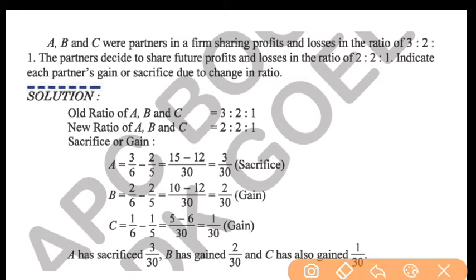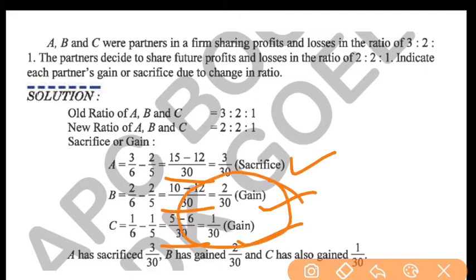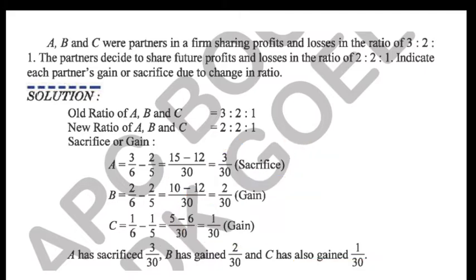If the answer is positive, it will be sacrificing ratio. If the answer is negative, it will be known as gaining ratio. So 15 minus 12 divided by 30 is positive, so 3/30 will be sacrificing ratio. 10 minus 12 is negative, so 2/30. 5 minus 6 is 1/30. So these two will be gaining ratio and this will be sacrificing ratio. So A has sacrificed 3/30, B has gained 2/30 and C has also gained 1/30.